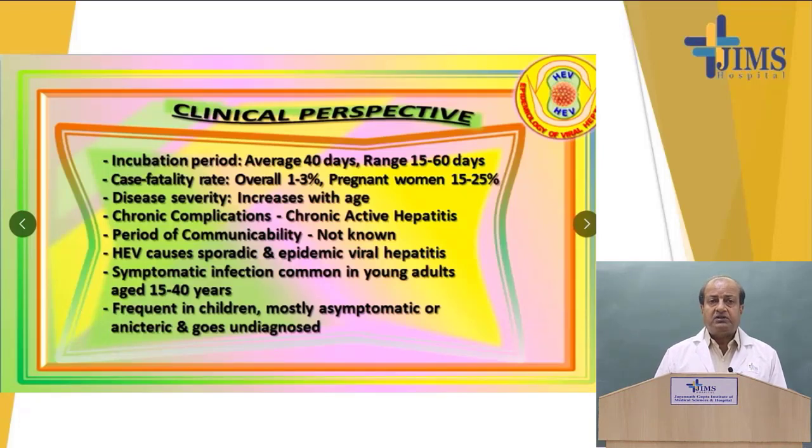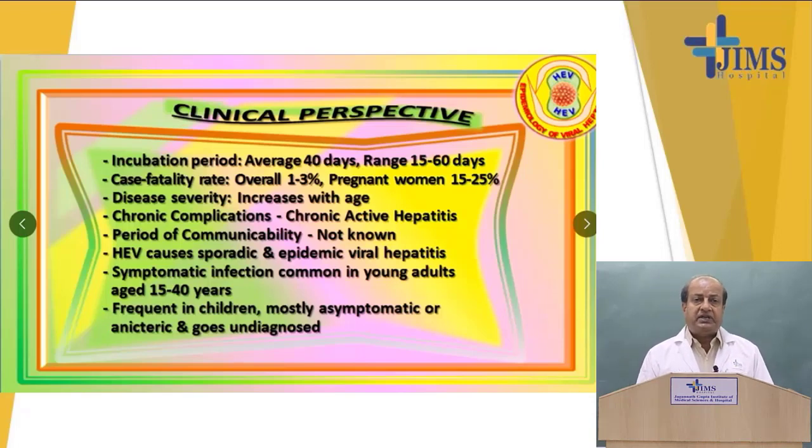The clinical perspective includes an incubation period of an average of 40 days, but a range of 15 to 60 days. Case fatality rate is approximately 1 to 3% overall and 15 to 25% in pregnant women. The disease is more severe with increasing age, and there can be chronic complications that would lead to chronic active hepatitis. The period of communicability is unknown.